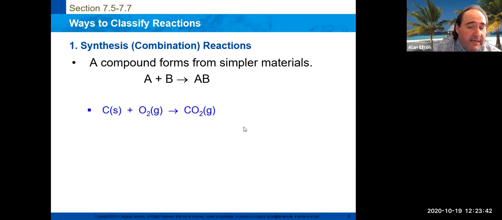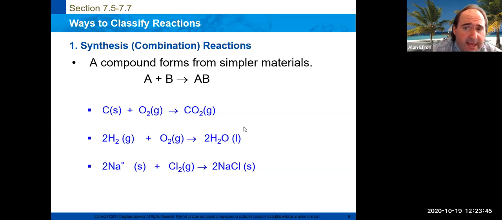So let's take a look first at a synthesis reaction. A synthesis reaction is also sometimes referred to as a combination reaction. And for both a synthesis and a combination reaction, the generic formula is A plus B makes AB. So basically 2 things make 1 thing. Combination, synthesis, putting together 2 things to make 1 thing is your classic synthesis reaction.